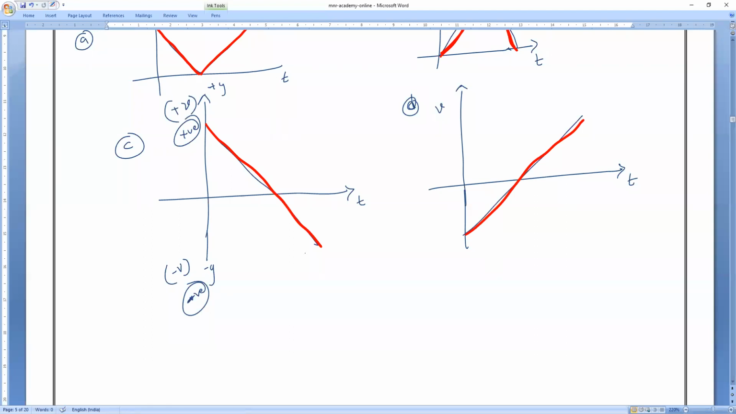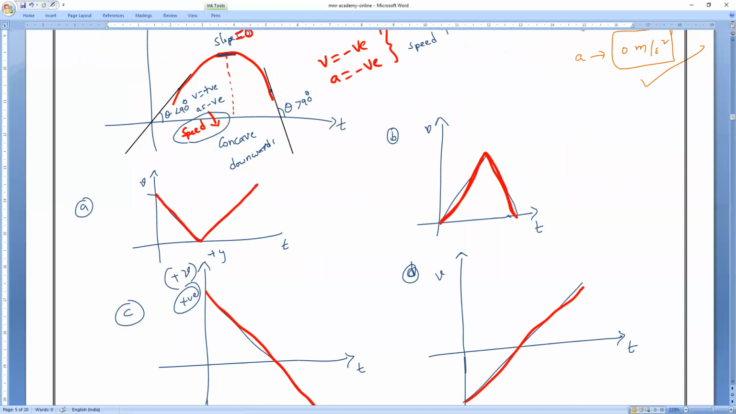Now, V is positive but acceleration is decreasing. Means what graph will come? V is positive but acceleration is decreasing. This is the graph. Is it yes or no, guys? Yes, please, all of you. I'm shouting, you people, nothing responding. You should speak. V is positive, but acceleration is negative, means acceleration is decreasing. So that body is going downwards.